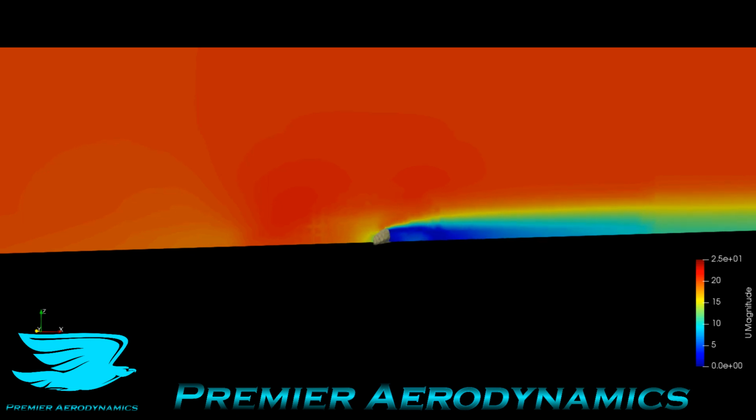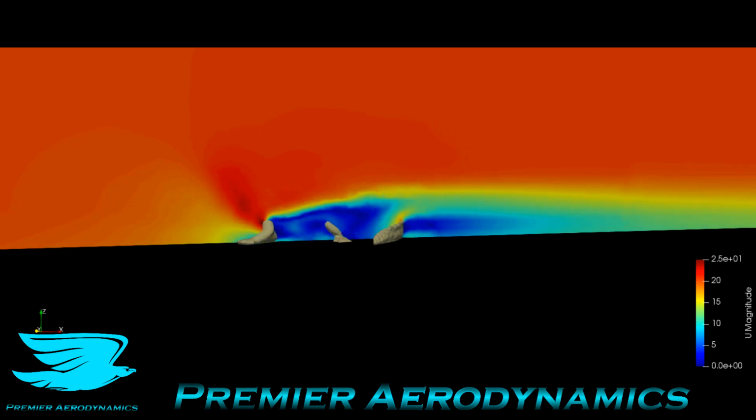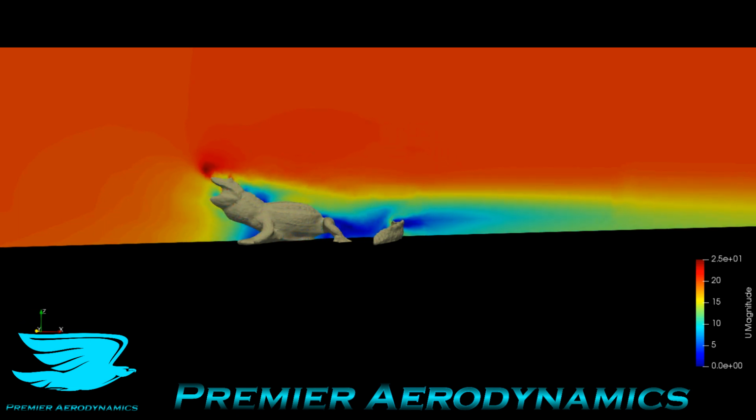What's up, amigos? Today we have the aerodynamics of an alligator, and this alligator is in a kind of biting pose, and I'm quite surprised by the aerodynamics. So this is a Y plane going through the alligator, and interestingly, this shape is actually fairly aerodynamic.